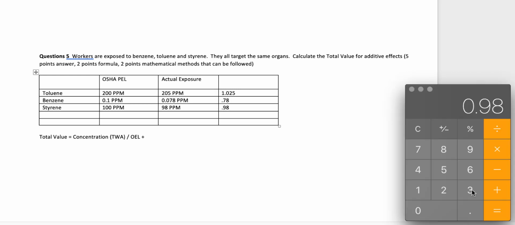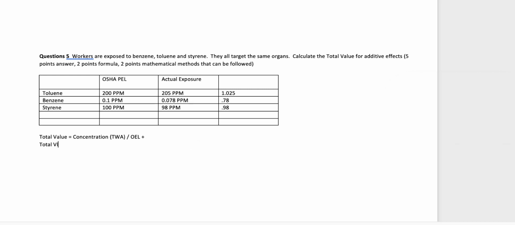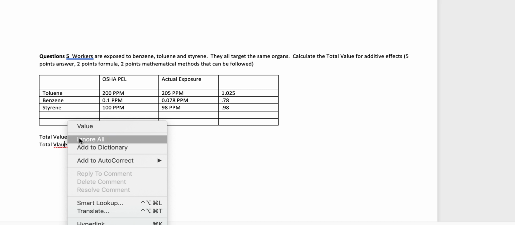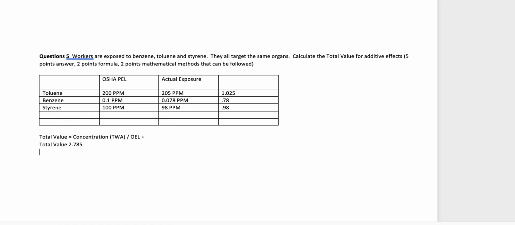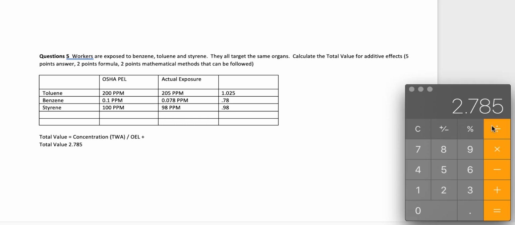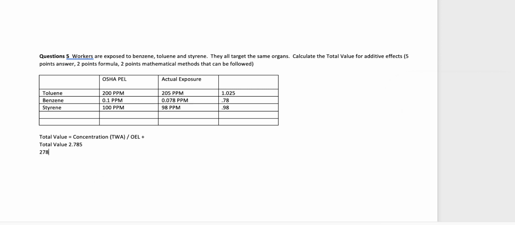And if I add these together, if I take this and multiply it by 100, you could see I'm 278% of the combined OEL, and we have an overexposure because the total value is greater than 1.